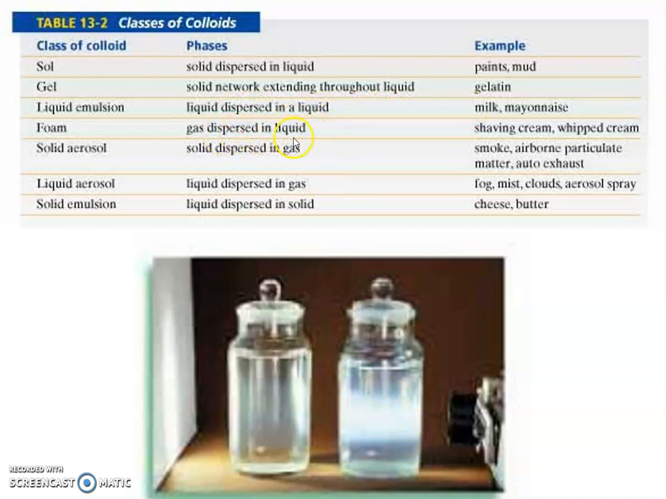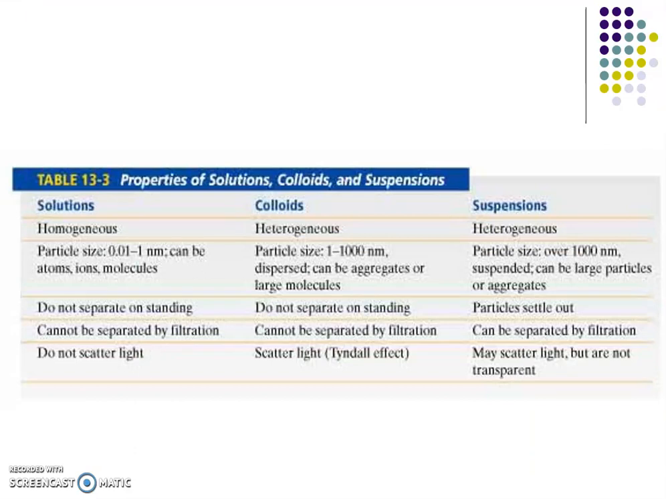Gas dispersed in a liquid would be something like shaving cream or whipped cream. Solid and gas, you can do smoke particles. They're big enough you can kind of see them, but they stay evenly distributed. Fog, of course, liquid and gas, we talked about that. Fog, clouds, things of that nature. And a liquid dispersed in a solid: cheese, butter, things like that. So those are just some examples of those medium-sized particles, and there are different forms that those can come in.